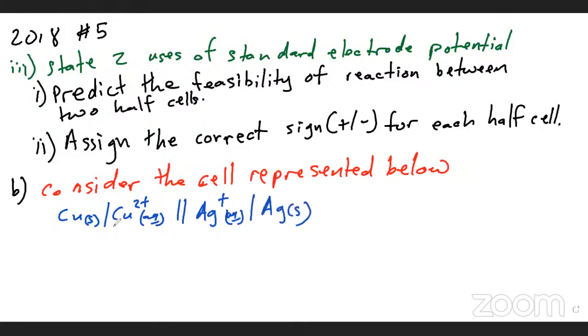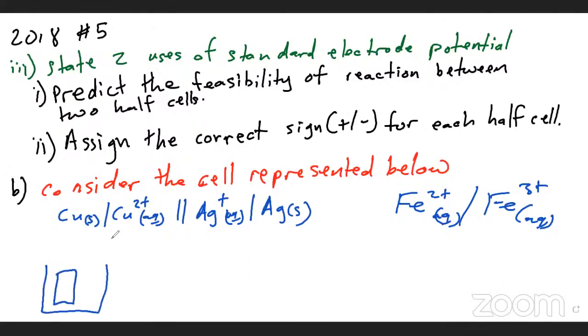So remember this over here is the left hand side. So this is copper metal. So remember with the iron, Fe2+ aqueous and Fe3+. If you notice this half cell, it contains two ions in solution, but this one is solid and aqueous. So it means that you have a piece of copper in solution with copper ions. So what it means is that copper metal is the electrode, right?